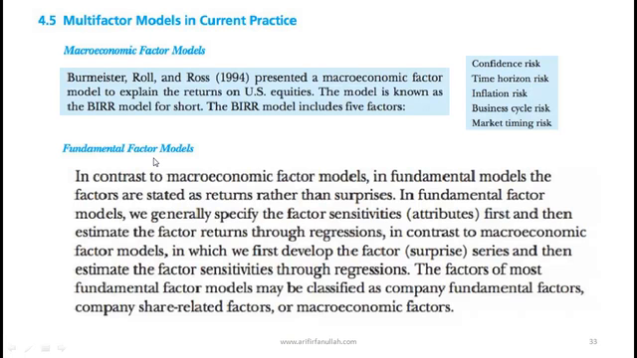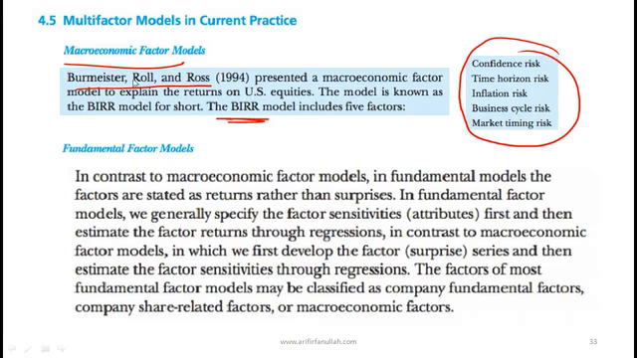In 4.5, the curriculum goes back and makes a quick comment on multi-factor models in practice today. We've already talked about macroeconomic factor models. All the curriculum says here is something that you might recall from equity. We had a BIRR model named after the people who came up with it. This is a macroeconomic model, and that model, which happens to be famous because smart people came up with it, is based on 5 macroeconomic variables: confidence risk, time horizon risk, etc. Okay, I just read this a couple of times.